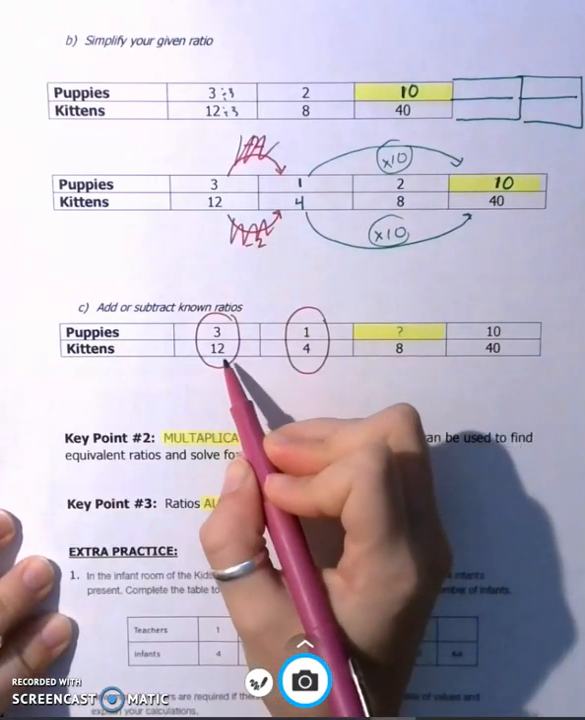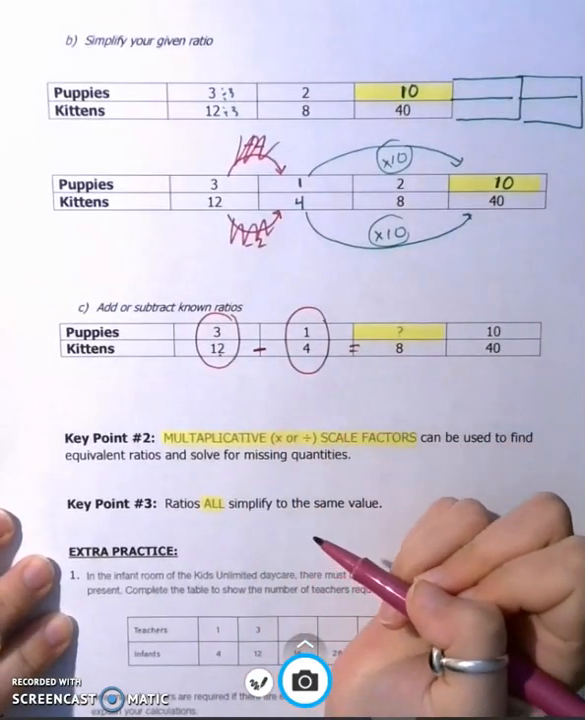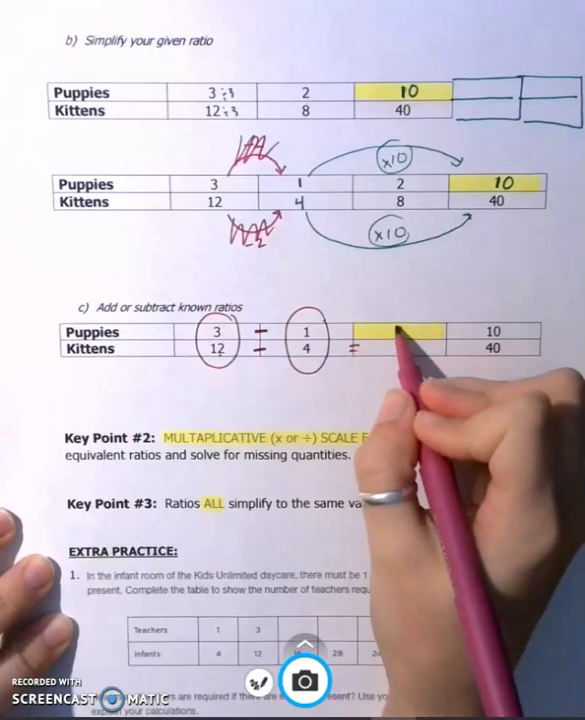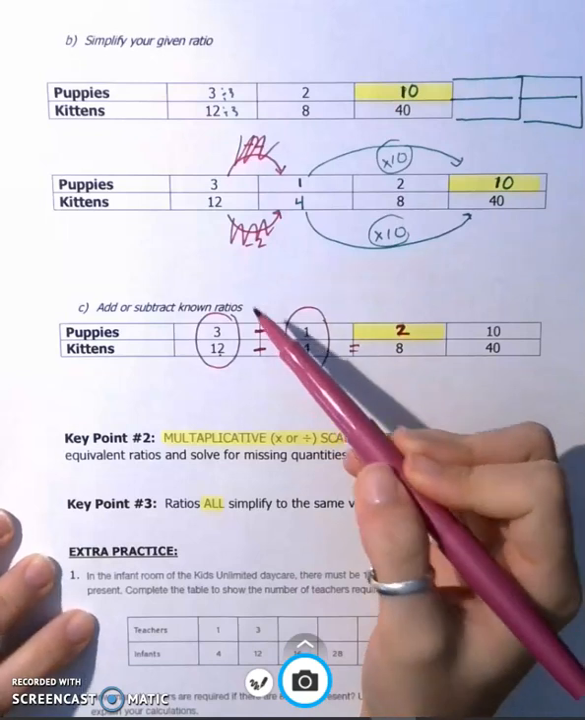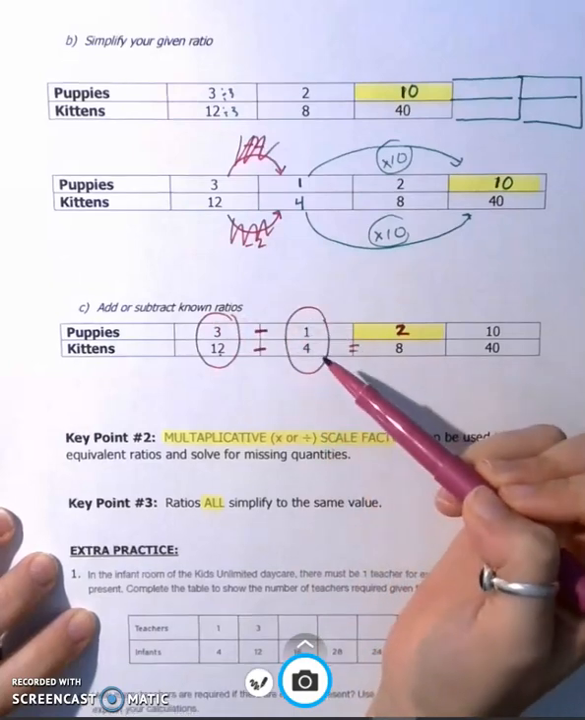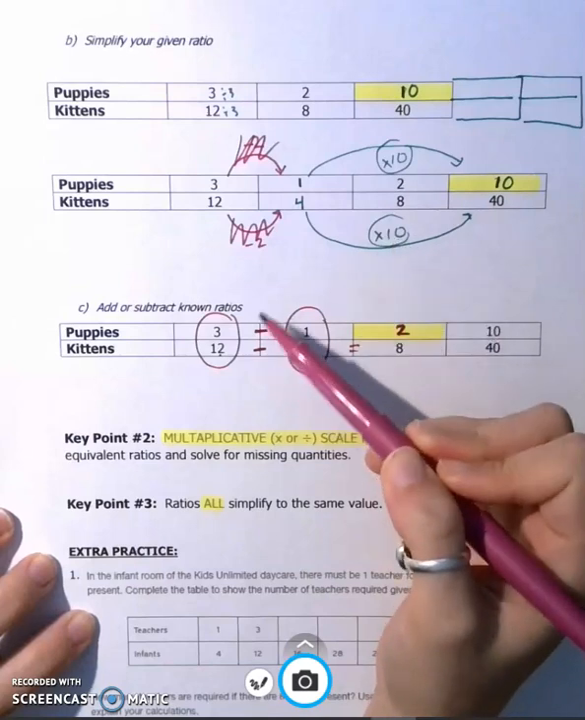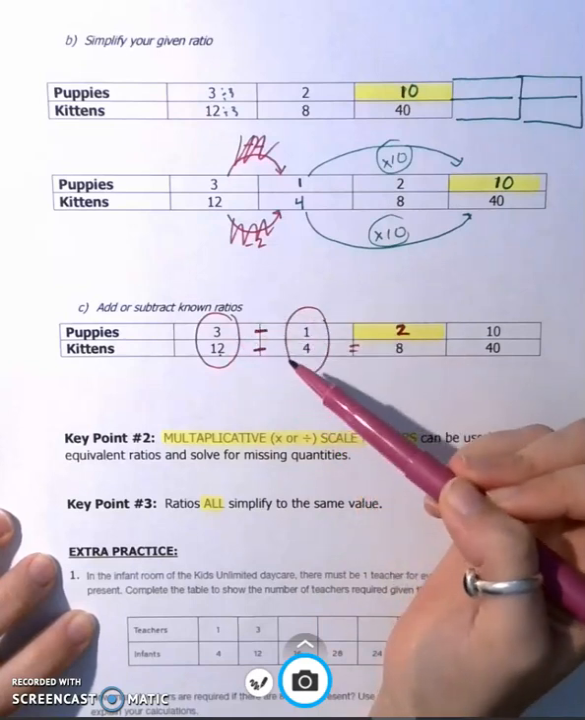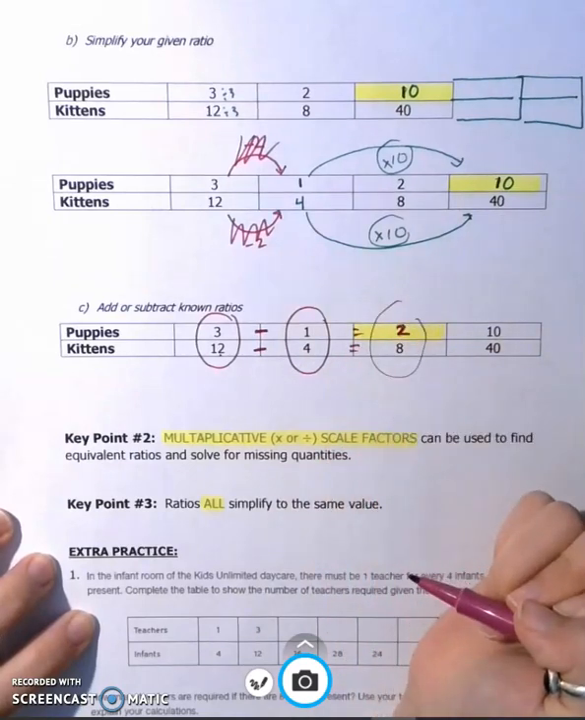So I could say, I know that 12 minus 4 equals 8. Okay, then I can subtract my puppies as well. 3 minus 1 equals 2. This works because we're not subtracting by a scale factor. We are subtracting or adding two separate fully formed ratios. So do you see the difference there? This was a scale factor. This was using two ratios that already exist. I'm not adding new numbers. I'm just adding or subtracting two fully formed ratios to help me solve for a missing part of another ratio.